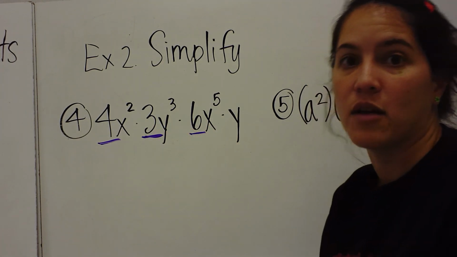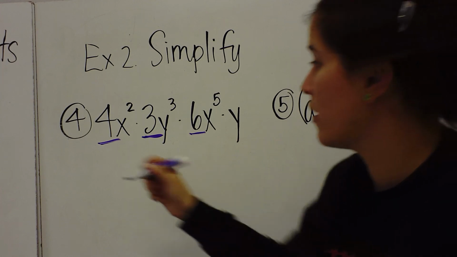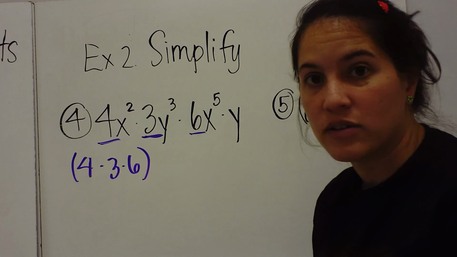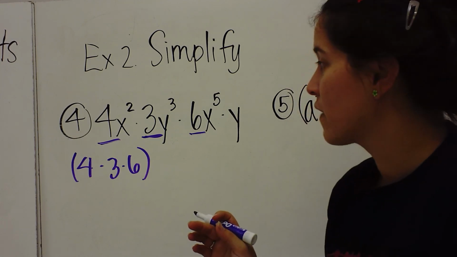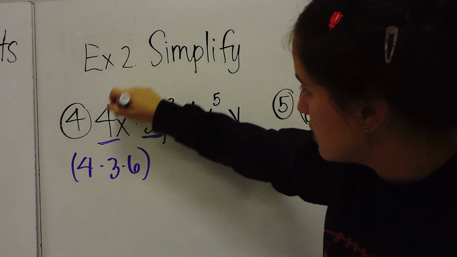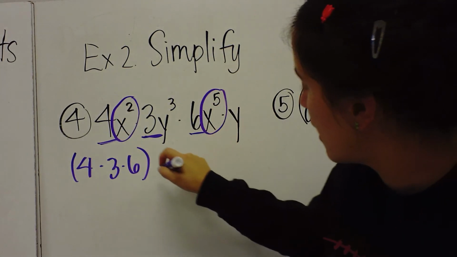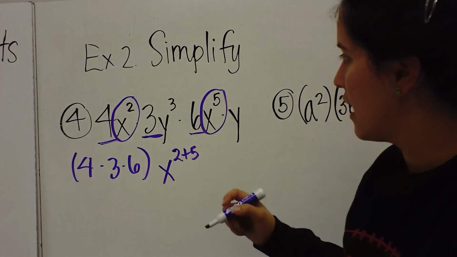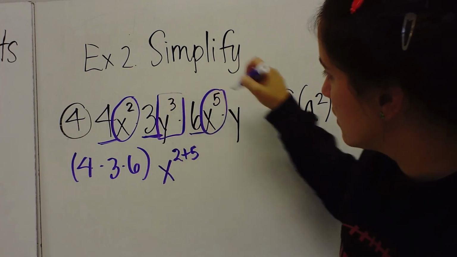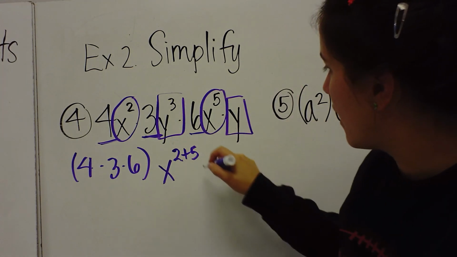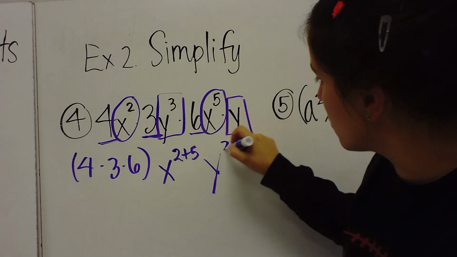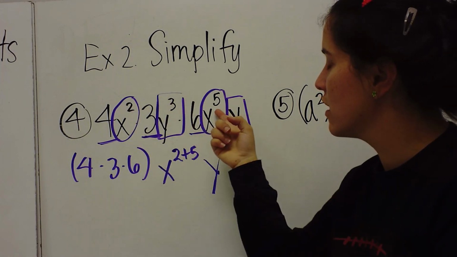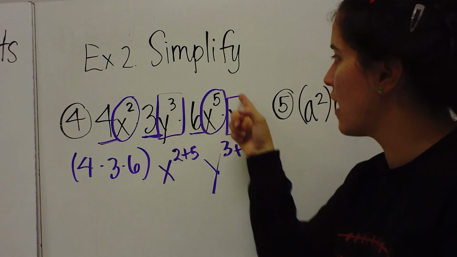So you underline the big numbers, 4, 3, and 6, and we're going to multiply those. 4 times 3 times 6, like normal. Those are not exponents, so they don't get added. You just multiply those like normal. And then we can look at our x's. And I have x to the 2 plus 5. And then we can look at our y's. And I have y to the 3 plus 1. So I got 2 and 5 from my exponents for the x's. And then I got 3 plus 1 from 3 and 1.